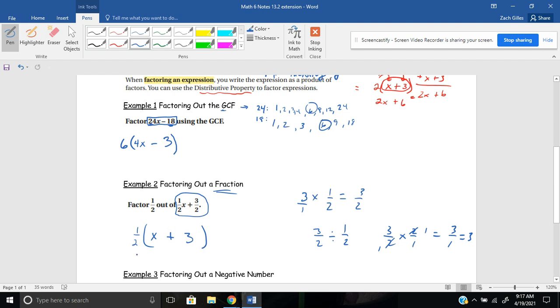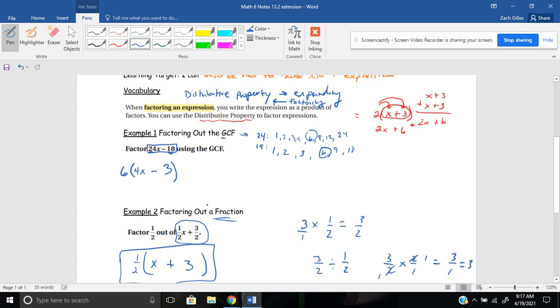Double check. What's a half times x? 1/2 x. What's a half times 3? 3/2. So yeah, that is correct. Again, when you factor out this half, it's like saying you're dividing each one of these terms by a half.